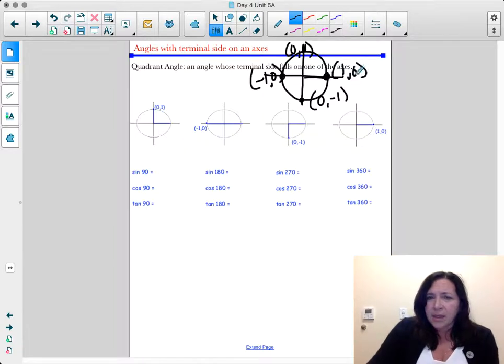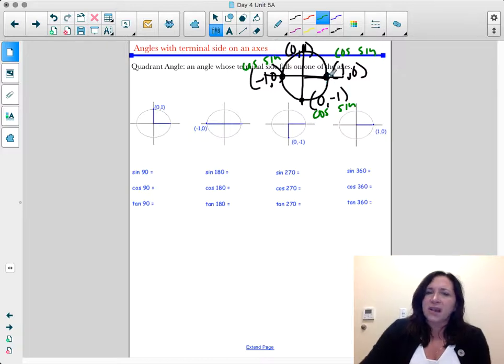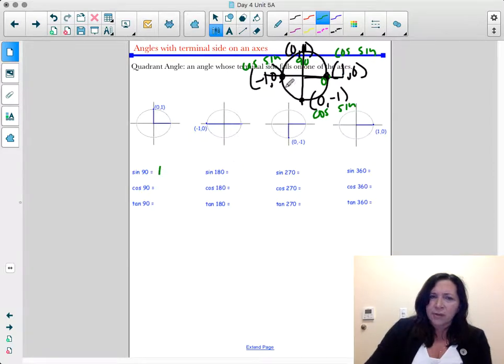Okay. And what's happening here, if you remember in the previous lesson, this is cosine, this is sine. For everyone, cosine, sine, like that. So if I were to ask you what's sine of 0 degrees, remember this is 0 degrees, you're going to say 0. Sine of 0 degrees is 0. Cosine of 0 degrees is 1. Now I'm here at 90 degrees. What's sine of 90 degrees? 1. So sine of 90 is 1. Cosine is 0. Now tangent is sine over cosine. So that's 1 over 0, which is undefined.